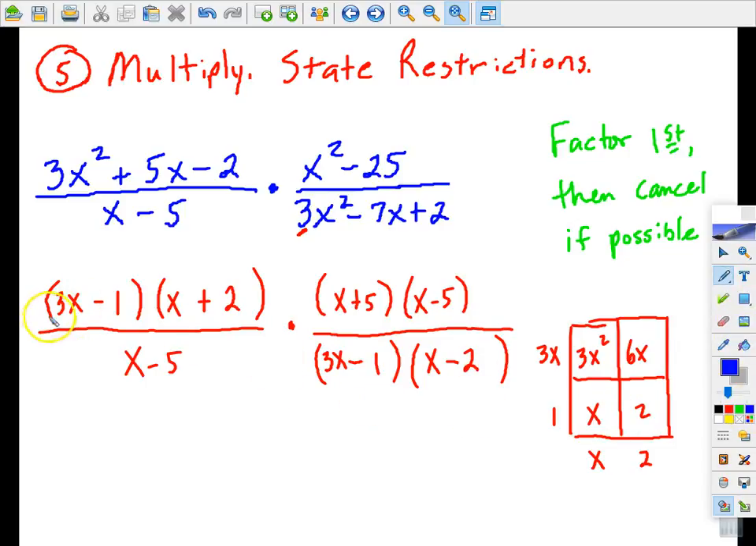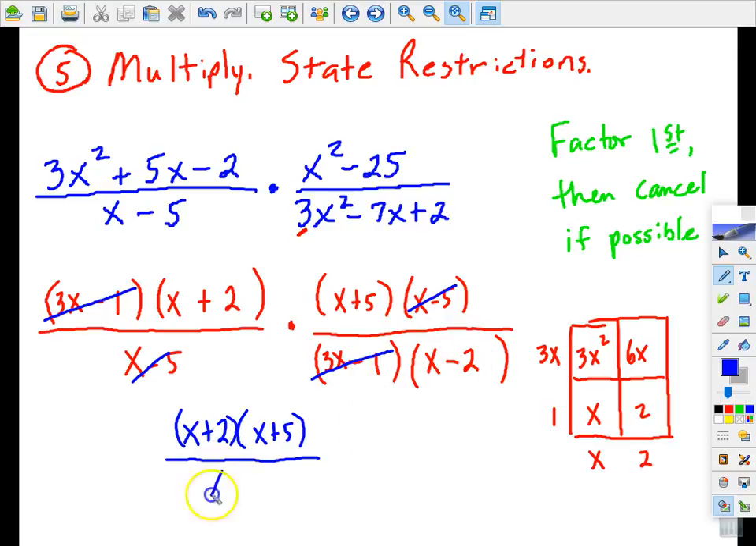So let's see. I notice these matching 3x minus 1 binomials. I notice I've got matching x minus 5 binomials. Don't see anything else that matches that can cancel, so whatever doesn't cancel becomes part of my answer. So my numerator is going to be x plus 2 times x plus 5. The denominator, all that's left is x minus 2.